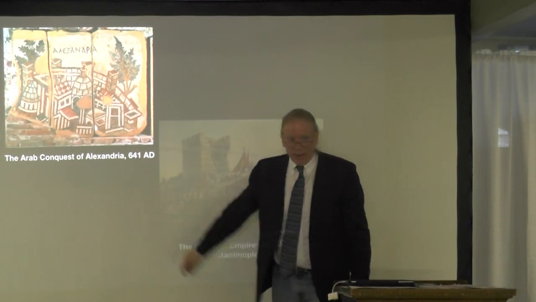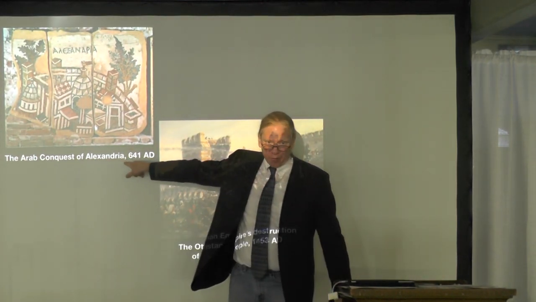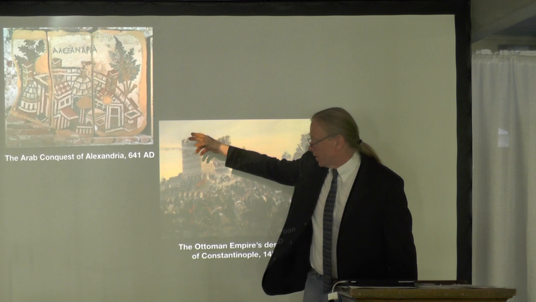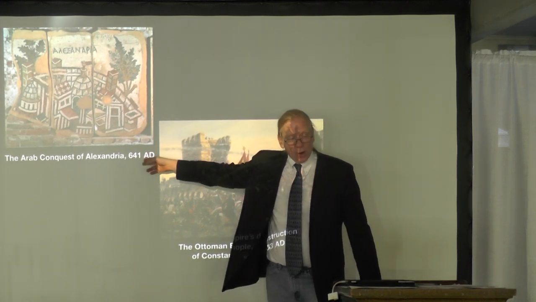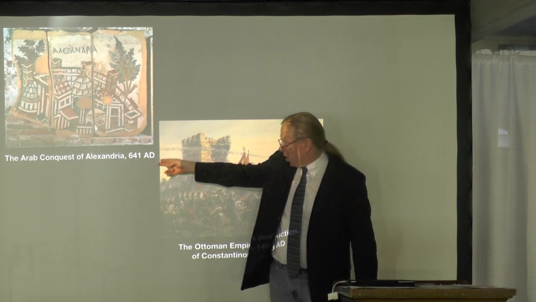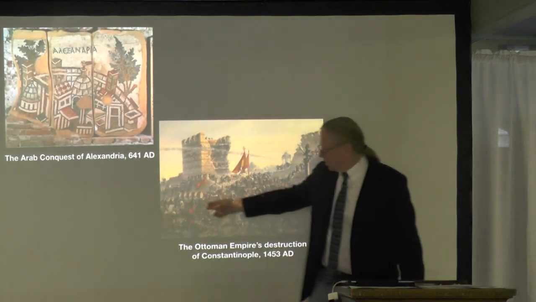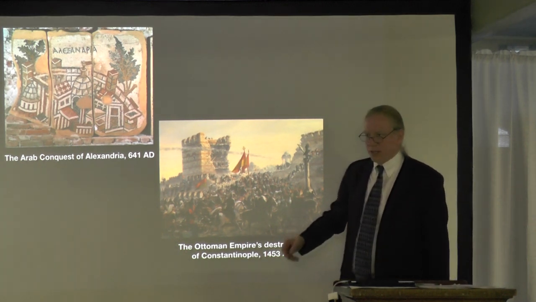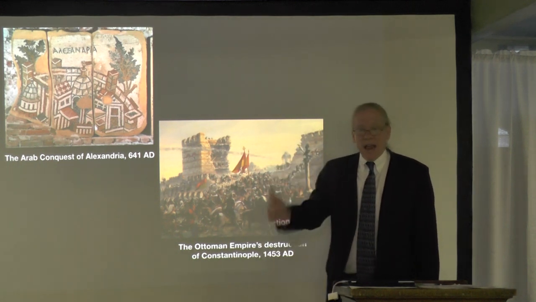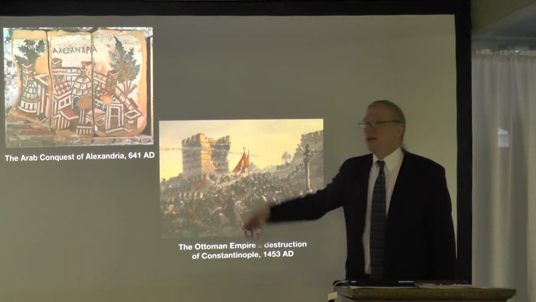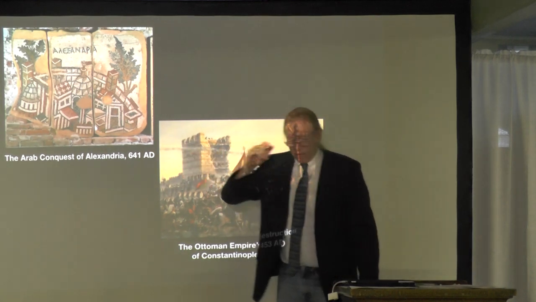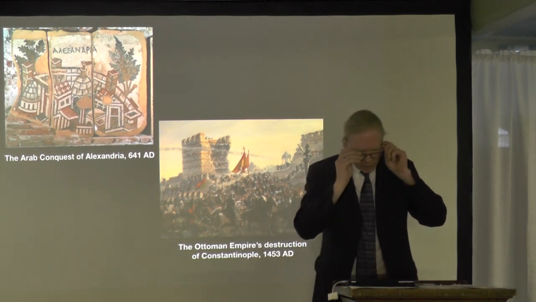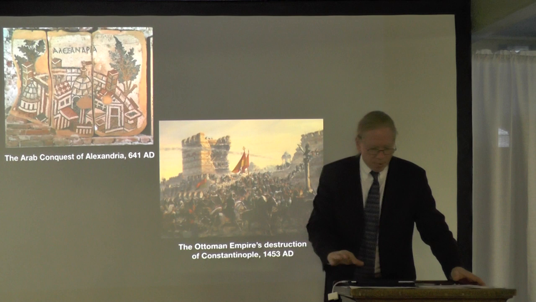In 641 AD, the place where the Alexandrian text would have come from was destroyed by marauders, the Arab conquest of Alexandria, 641. So you wonder why the Alexandrian texts were no longer copied very much after that. The Ottoman Empire destroyed Constantinople in 1453. They had nearly 800 years, over 800 years, to copy more and more and more texts than the Alexandrians did. So I wonder why there were more copies. Just more time. There are more opportunities to copy it.